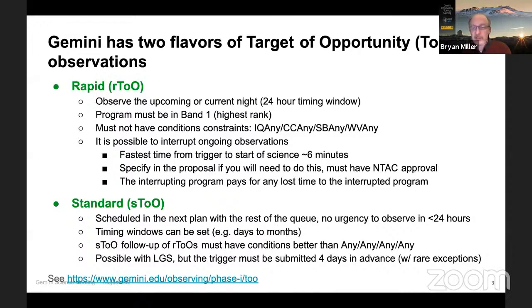The other flavor of ToOs are the standard ToOs, which can be basically scheduled almost at any time after the trigger. It's usually for the next natural plan. It might be for the coming night if you submit the trigger early enough in the day, but there's no big urgency. You can set timing windows, usually days to months. And if you do a standard ToO follow-up of a rapid, then you need to have conditions better than any. It is possible to do standard ToOs with LGS, but you need to submit your trigger at least 4 days in advance so we can go through the process of the laser clearinghouse approvals.